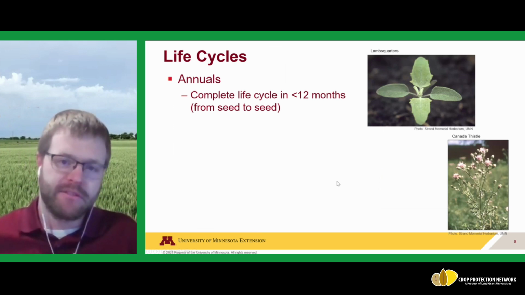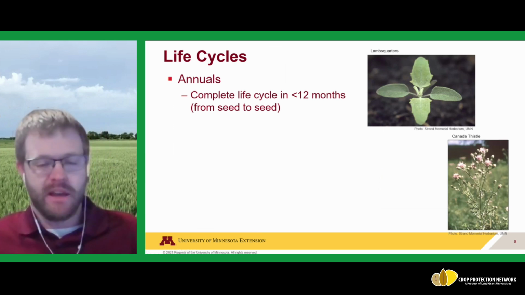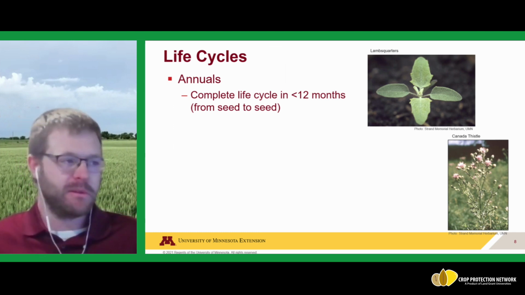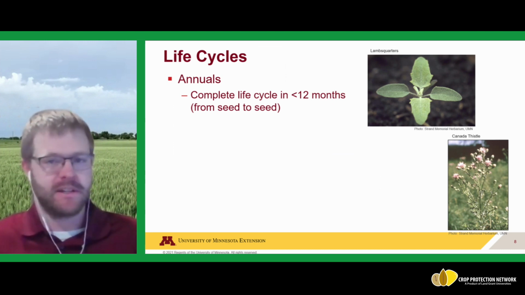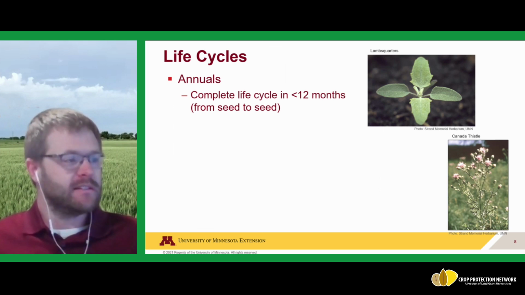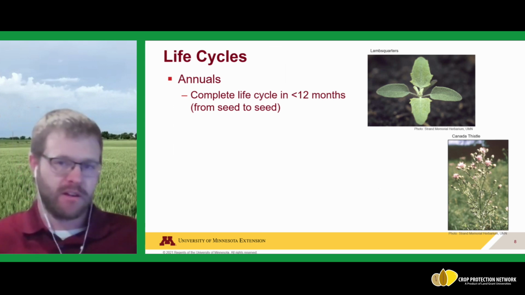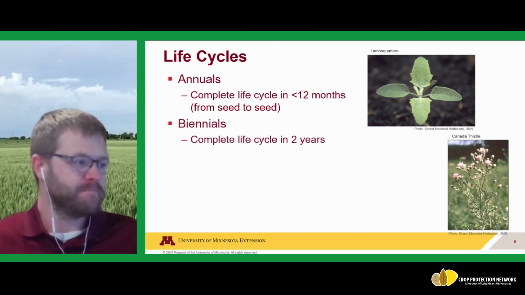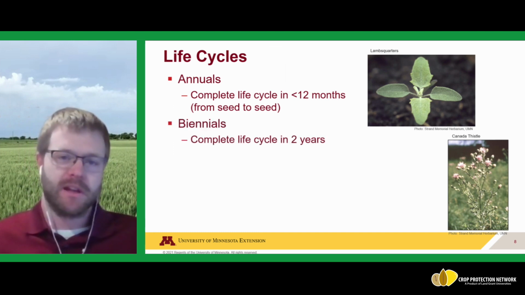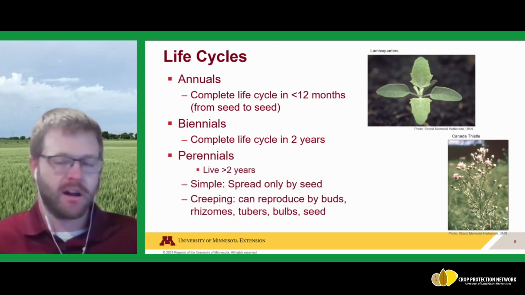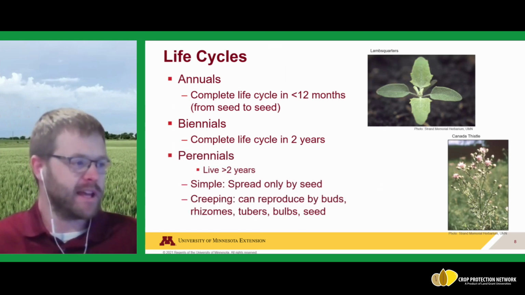We talk about weed life cycles. We have annuals, which, like I talked about before, in corn and soybean systems, a lot of times tend to be more problematic because they're well adapted to that system. Annuals really just complete their life cycle in less than 12 months. So they start from a seed and get back to that seed stage within that 12-month period. Biennials will complete their life cycle over the course of 2 years. And I'll talk a little bit more about those in the next couple of slides.